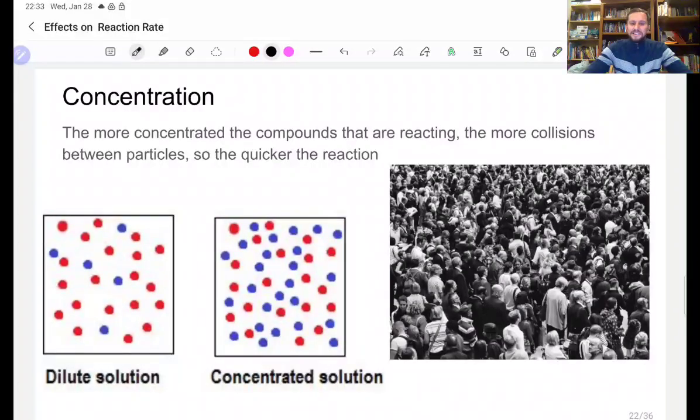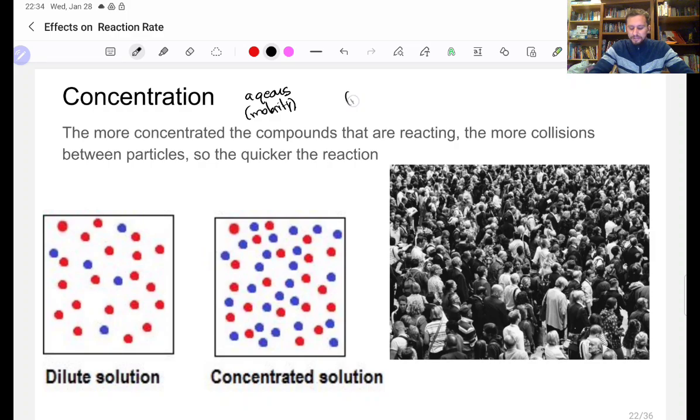concentration. So, the next is concentration. The more concentrated the compounds that are reacting, the more collisions between particles, and so the quicker the reaction. Now, concentration means how many of the chemical per volume. So we could either be talking about volume of liquid, which means we're talking about aqueous, and then we're talking about something we'll learn soon, which is molarity. So how many moles per liter, aqueous, and then concentration is molarity.